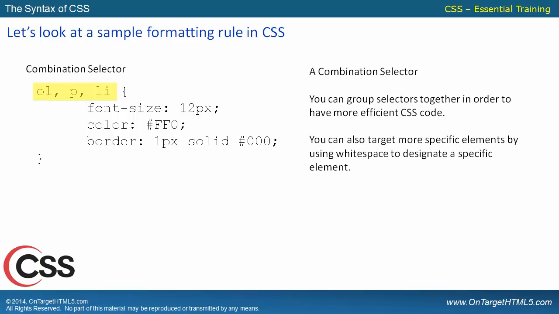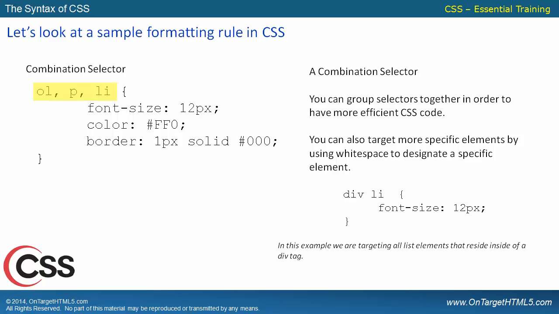You can also target more specific elements by using white space to designate a specific element, for instance, an element inside of a div, or an element inside of a list. And we'll go through that as we go through the tutorial series. In the example that you're looking at here, I'm actually targeting all the list elements that reside inside of a div tag, and I'm setting their font size to 12 pixels. Because of the way I've set up that selector with my div, my white space, my space, and then my list element, I'm saying I want you to target all the list elements that reside inside of a div tag.